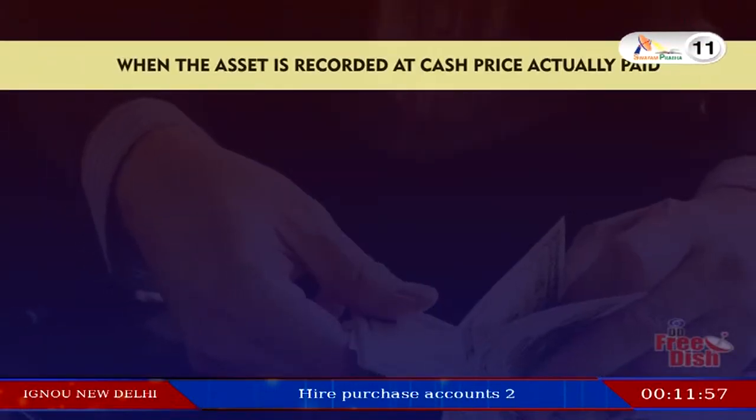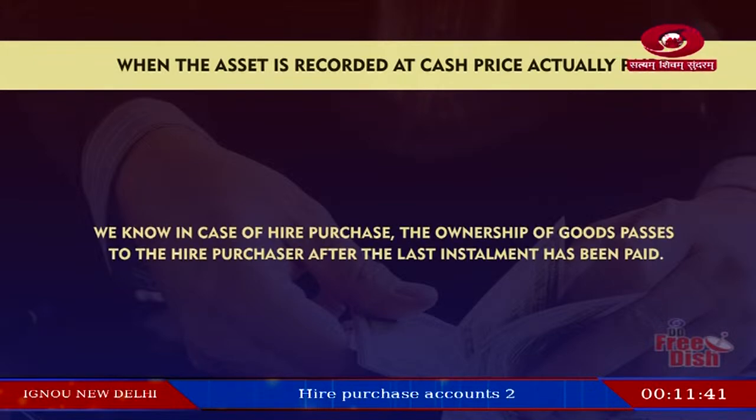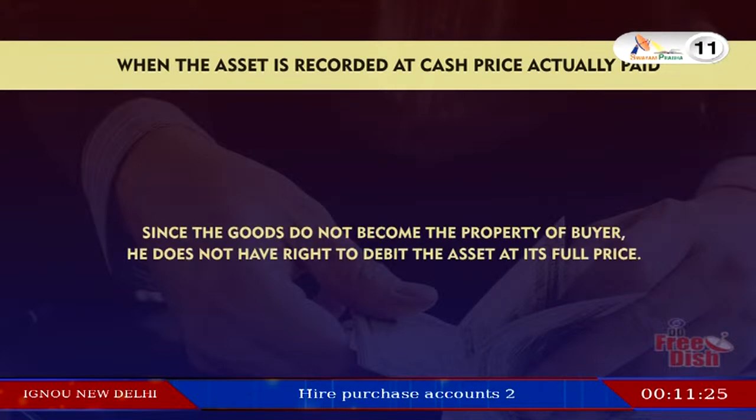When the asset is recorded at cash price actually paid, this is the second situation. The earlier situation was when the asset was recorded at full cash price. Now here the asset is recorded at cash price actually paid. So in this situation we know that in case of hire purchase, the ownership of goods passes to the hire purchaser, and becomes the property of the buyer.